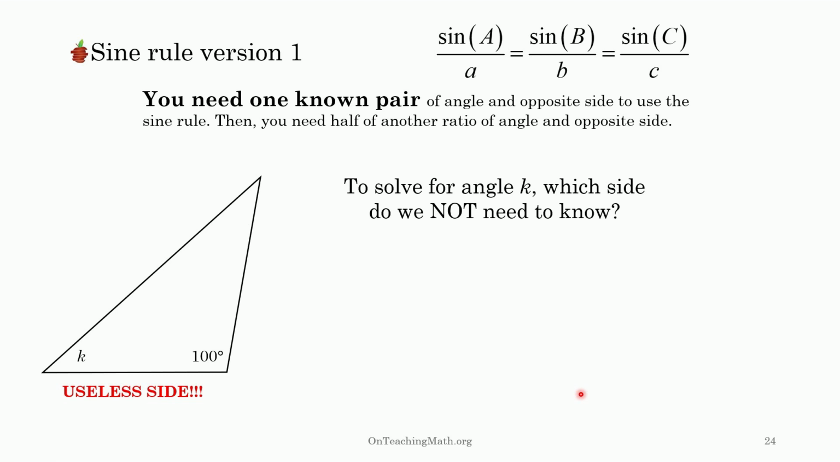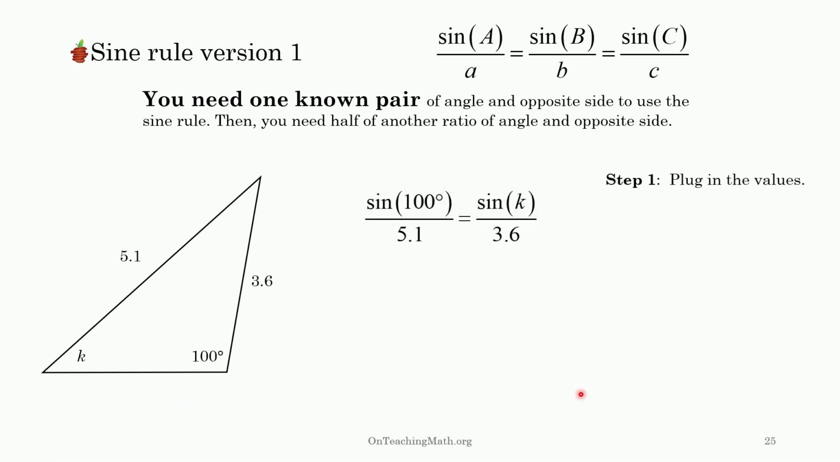All right, so here's the values. Let's say that the opposite of 100 is 51, the opposite of k is 36. That's actually one of the biggest things you've got to be careful of. When you plug in the values, you have to make sure that the angle and the opposite side are in the same ratio. And then that's going to be equal to the other ratio of the sine of the angle divided by its opposite side. So you plug those in really careful, and then you're going to use inverse operations.